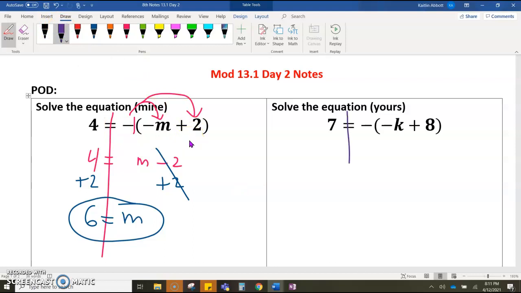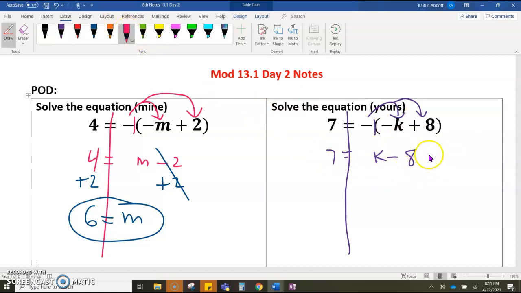Okay, welcome back. Here is your problem of the day. Hopefully you remembered from my problem that there's a 1 next to that negative and you had to multiply that 1 to both terms on the inside. So bring down that 7 equals negative 1 times k. 1 times k gets you k. A negative times a negative gets you a positive, so that's just going to be a positive k. Negative 1 times 8, or just 1 times 8, gets us 8. And a negative times a positive gets us a negative. So now we're left with 7 equals k minus 8.